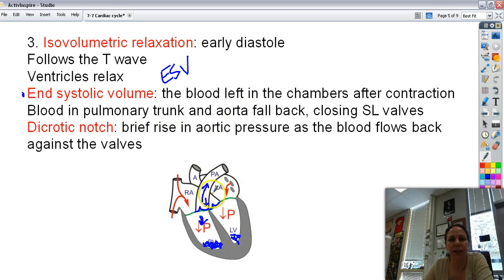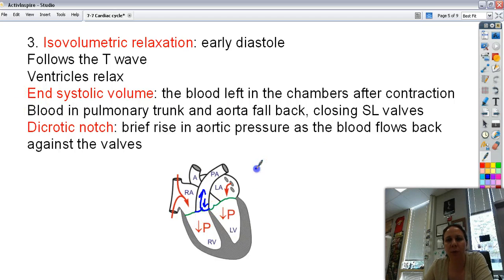The blood, like I said, in the pulmonary trunk and the aorta is going to fall backwards due to gravity, and that's going to cause the semilunar valves to snap shut. And that increases the pressure right here in the pulmonary trunk and also in the aorta. That quick little snap back and then hitting the wall, causing it to stop, causes a brief little increase in pressure in the aorta.